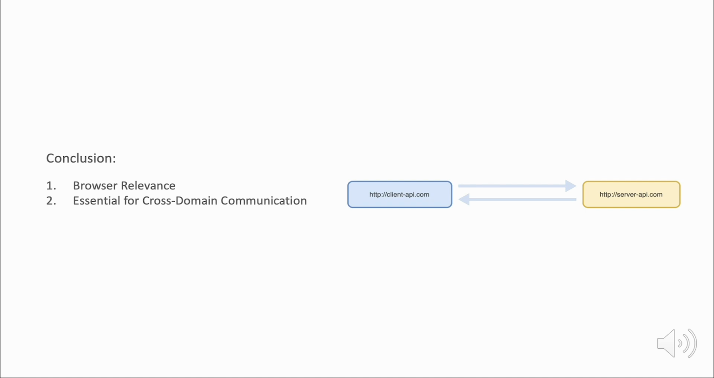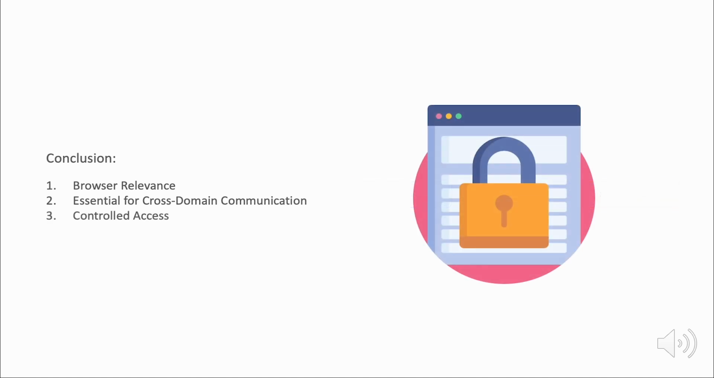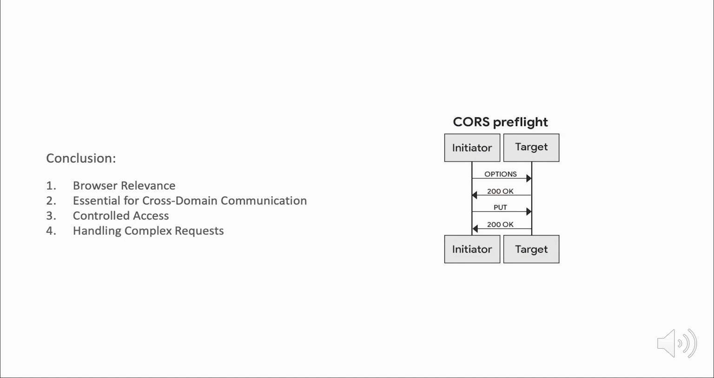CORS allows the server to specify who can access the resources, which methods can be used, and which headers are acceptable. The controlled access is fundamental in ensuring that only permitted requests are allowed, protecting the server from potential security risks. For non-simple HTTP requests, using methods other than GET or POST, or custom headers, CORS requires a Preflight request. This step ensures that the server consents to handle the request before the actual data transfer occurs, adding an extra layer of security.